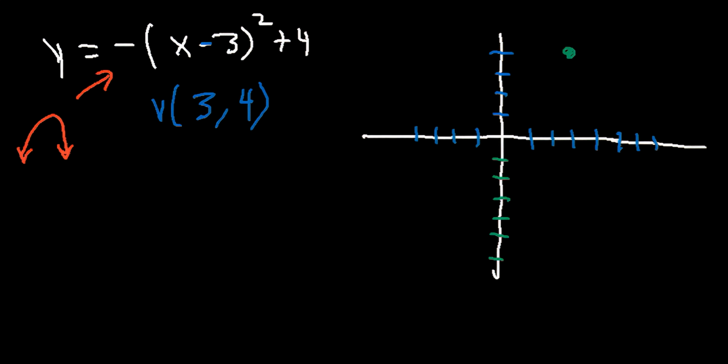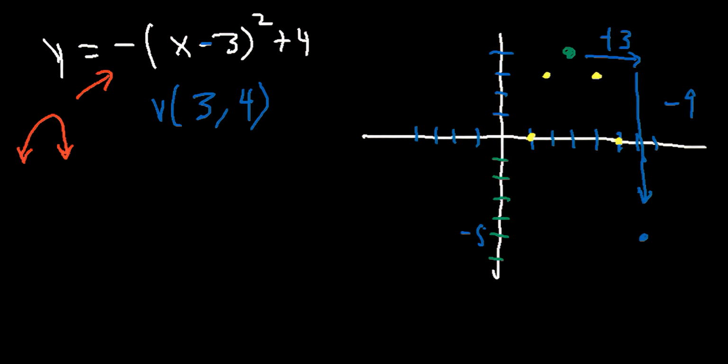Now, we know the graph is going down. So as we move 1 to the right, it's going to go down 1. And 1 to the left, down 1. 2 to the right, it's going to go down 4, starting from the vertex. So it's going to be at 0 on the x-axis. 2 to the left is also going to be down 4. Now if we go 3 to the right from the vertex, which will be over here, we need to go down 9. So we should be at negative 5, which is over here.